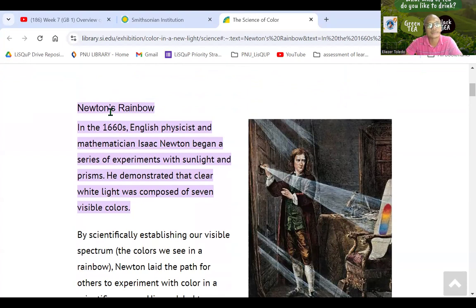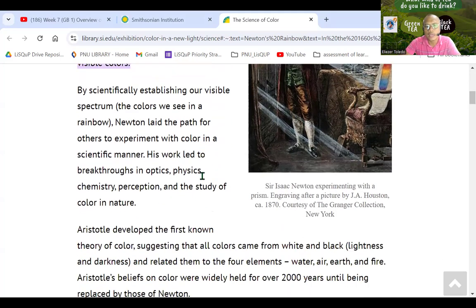So we basically see a rainbow because the droplets of rain work as your prism, which breaks down the light into the seven colors of the rainbow, hence your ROY G BIV. And in Newton's case, in the 1660s, the English physicist and mathematician began his work with sunlight and a prism. Clear white light was composed of the seven visible colors of the rainbow.